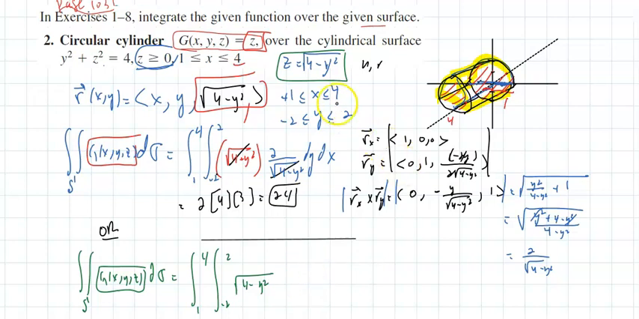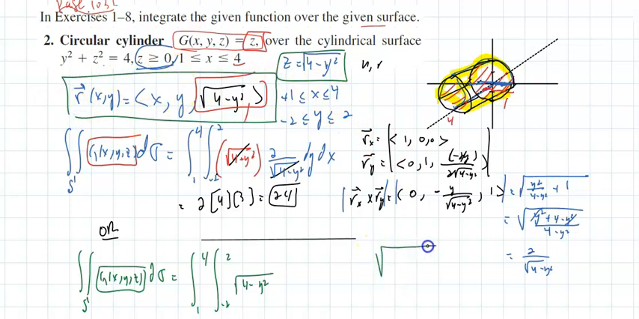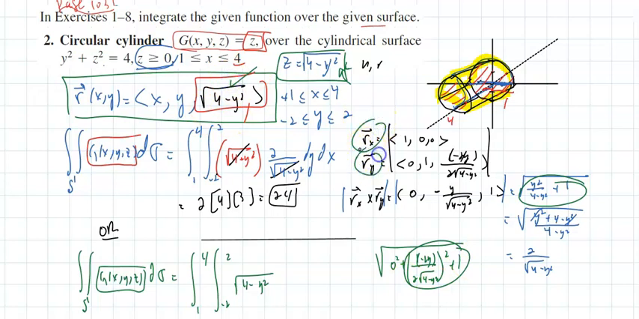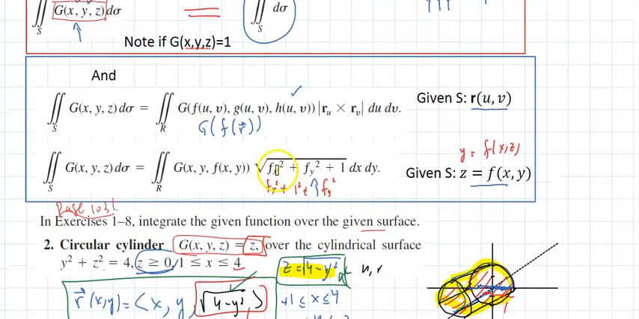Instead of doing the vector, you know how I find the vector right there? Instead of doing that, I could say, you know what? Let's take the square root of f sub x, that is 0 squared, plus f sub y, that is 1 over twice the square root of 4 minus y squared times -2y, squared plus 1. And notice, those are the same. There's no need for me to do this, take r sub x, r sub y. If I was given the function in terms of a function, then I should really use this formula. That's a lot faster than this.